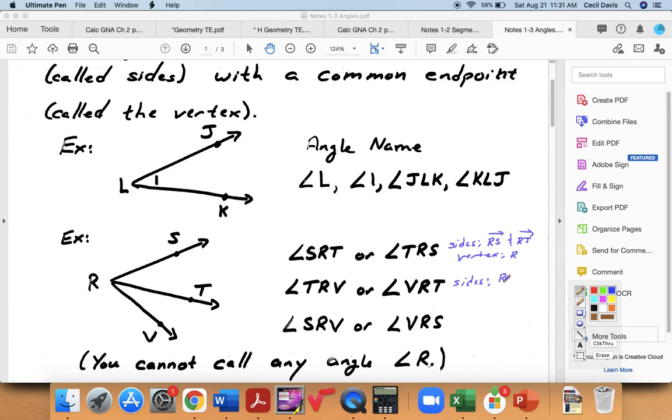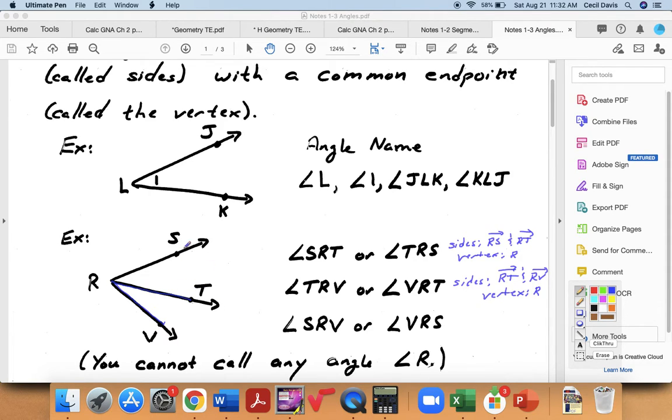The one down here at the bottom, its two sides are ray RT and ray RV, and its vertex is again R. We name a point from one side, then the vertex, then a point from the other side, like you were tracing it, T to R to V, or V to R to T. Doesn't matter which side you start on. You can start on either side.